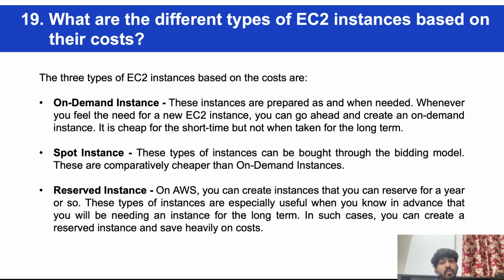Why save heavily on costs? Because when you reserve instances, AWS gives you discounts like 40 to 50%. That's a lot of money, right? Which you can save, and a company wants to obviously cut down on operational costs, and they will always go for reserved instances. For example, let's say there's a new project coming up, and obviously, if a new project comes up, the project will always be live, right?